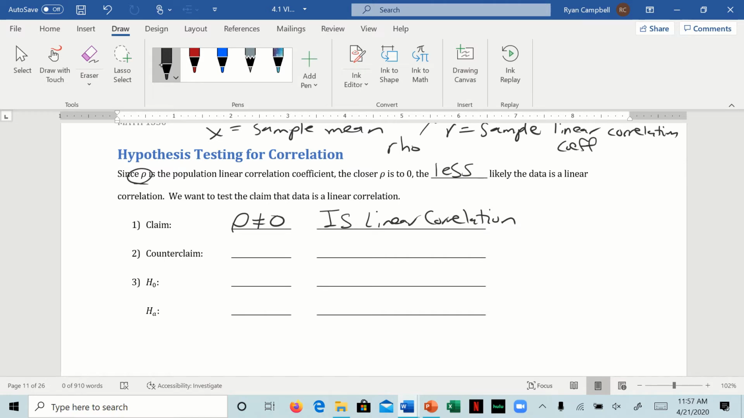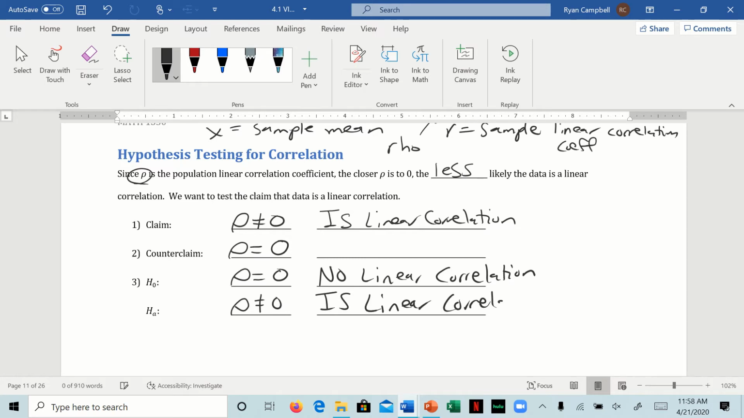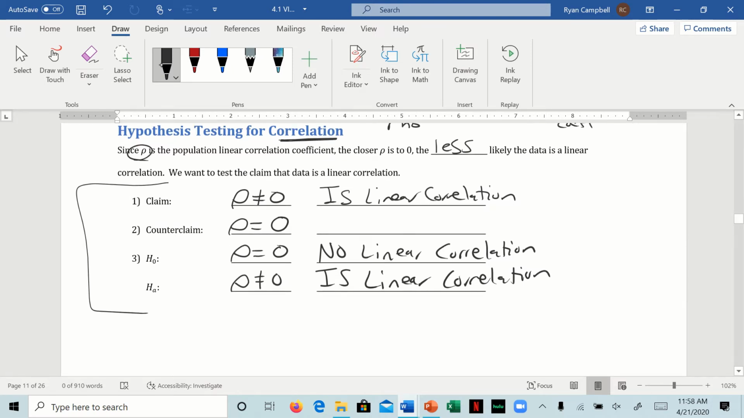All right, so step 1 is our claim. Step 2, counterclaim. That would be that rho equals 0. And then from these two statements, step 3, what's our null hypothesis? It equals 0 because it is always equal to 0. And what's our alternative hypothesis? From these two, it does not equal 0. So we can see that what we are assuming, if it's equal to 0, then there is no linear correlation. So we are always assuming that there is no linear correlation, and we are trying to prove that there is a linear correlation. And this is true every single time, always. For any correlation coefficient, for any correlation problem, this is always the claim, counterclaim, alternative hypothesis, and null hypothesis. Every time.